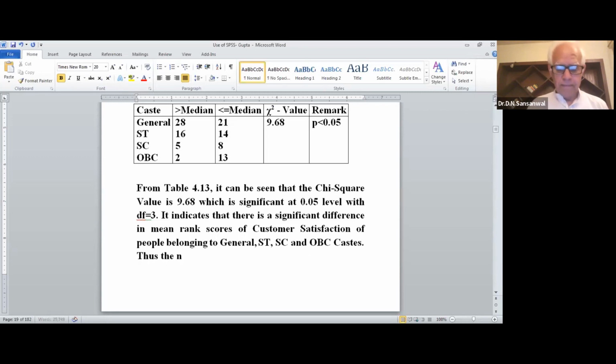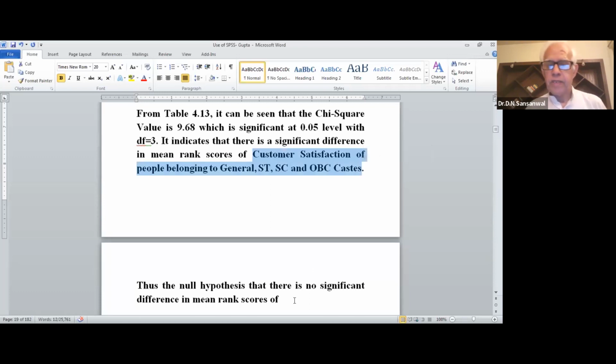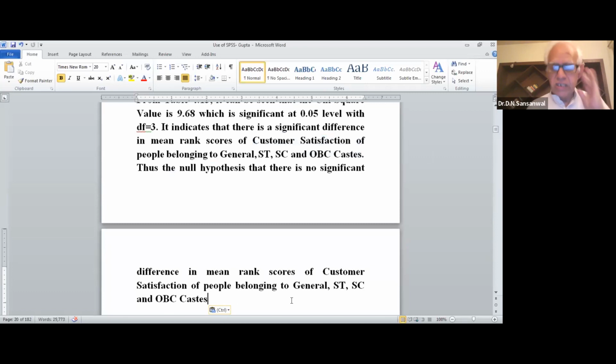Thus, null hypothesis that there is no significant difference in mean rank scores of customer satisfaction of caste.